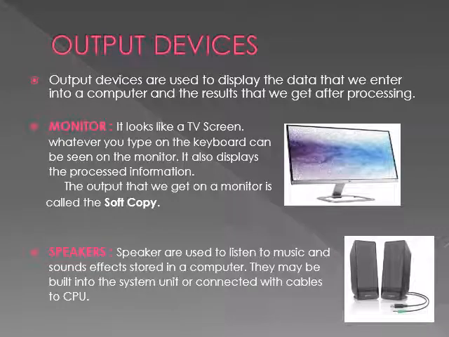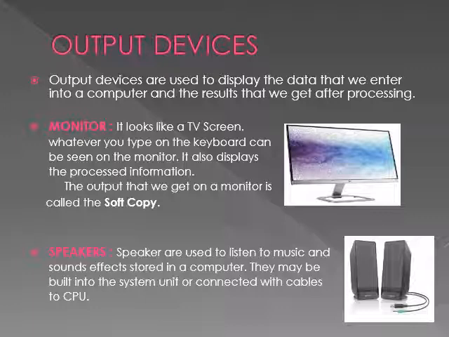Output devices. Output devices are used to display the data that we enter into a computer and the result that we get after processing. Monitor. It looks like a TV screen. Whatever you type on the keyboard can be seen on the monitor. It also displays the processed information. The output that we get on a monitor is called the soft copy.